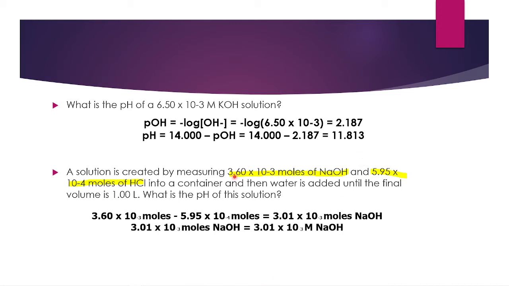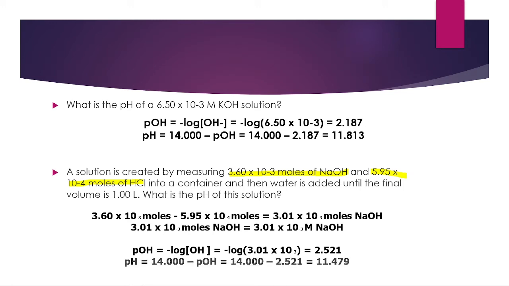Because it is in 1 litre, we can convert it from moles of NaOH to molarity, so moles per litre. On the left-hand side, it's moles. On the right-hand side, it's moles per litre. From there, that gives us the concentration of the OH minus, which gets put into our calculation, giving us 2.521. And that can give us a final pH of 11.479. And in this situation, it is 3 significant figures, so it would be 11.5.